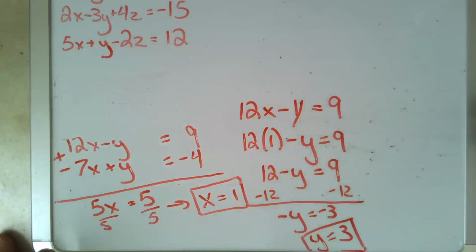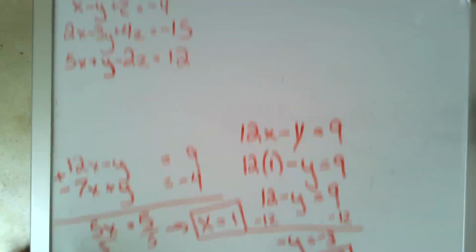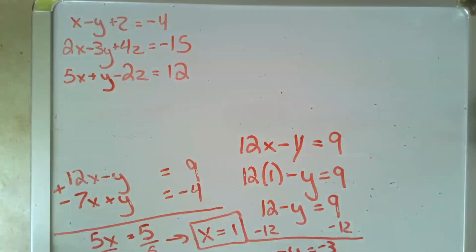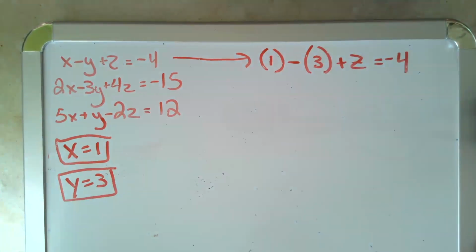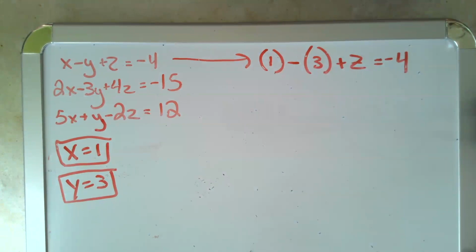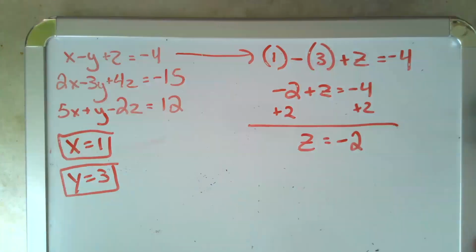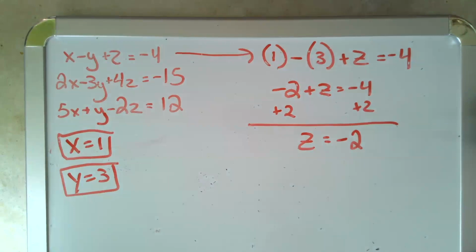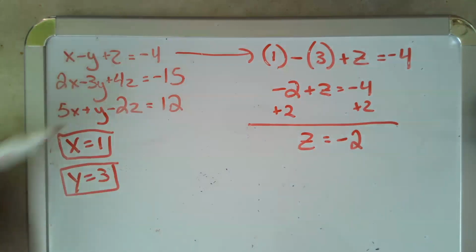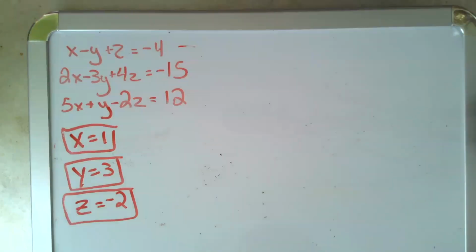So now I have the value of x, I have the value of y, and I have three equations to choose from to plug them into. I'm going to choose this top one because it seems easiest. And when I plug in my 1 for x and my 3 for y, I get 1 minus 3 plus z equals negative 4. I simplify. I add 2 to both sides, which leaves me with z equals negative 2. So my solution set for this system of equations is x equals 1, y equals 3, and z equals negative 2. Not too bad for something that looked so scary.